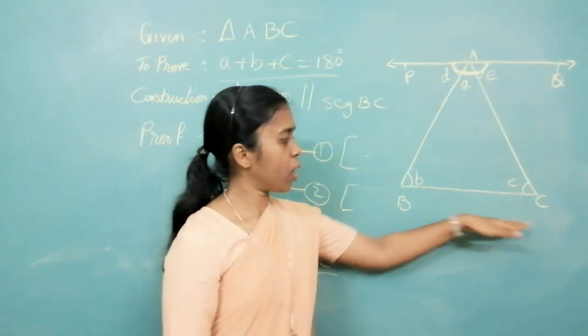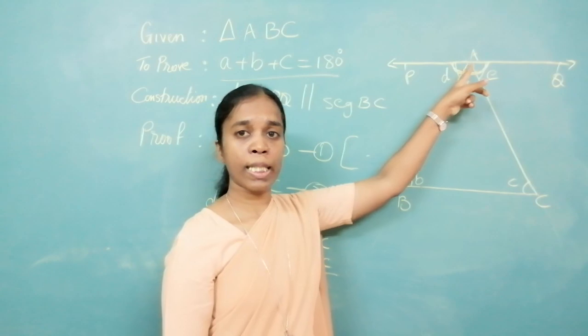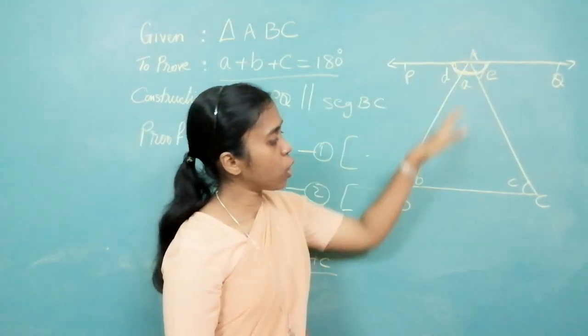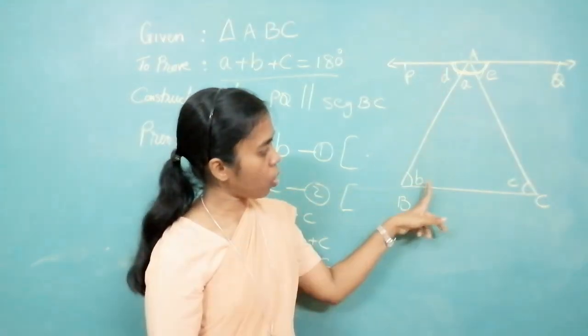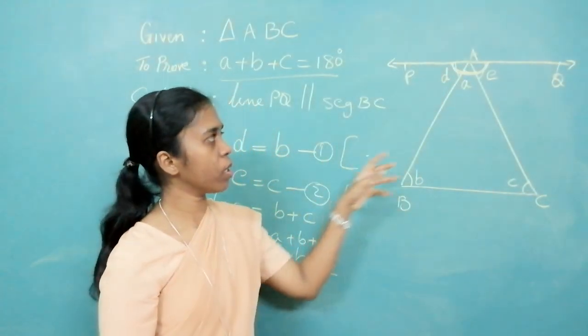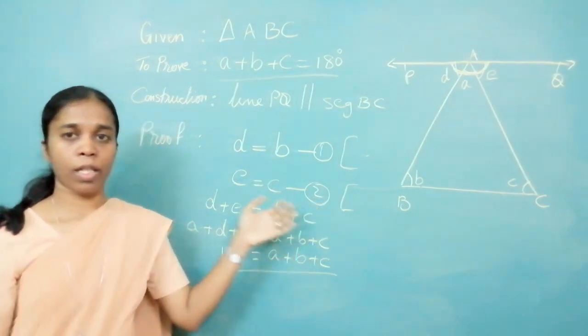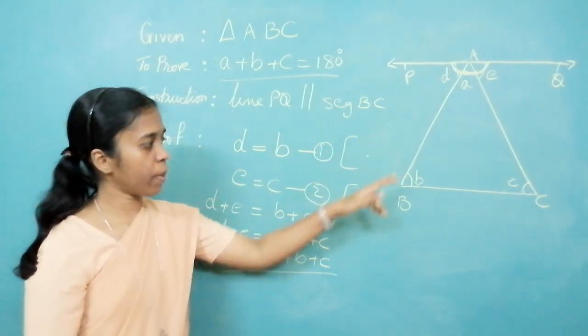Line PQ is parallel to BC, passing through the point A. Since these two lines are parallel, these are alternate angles. They are equal. Similarly, these are alternate angles. They are also equal. Now, I know that I need A plus B plus C.